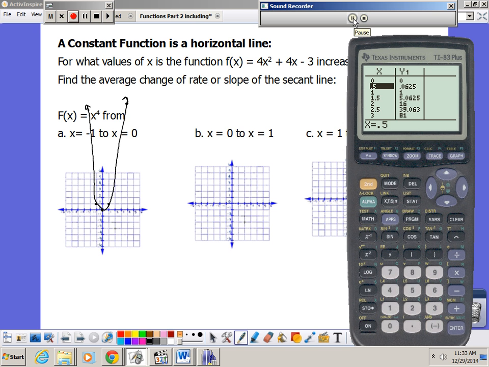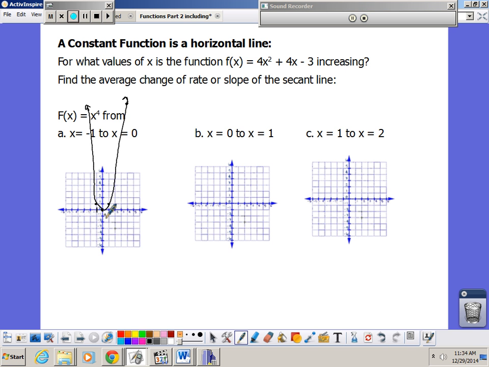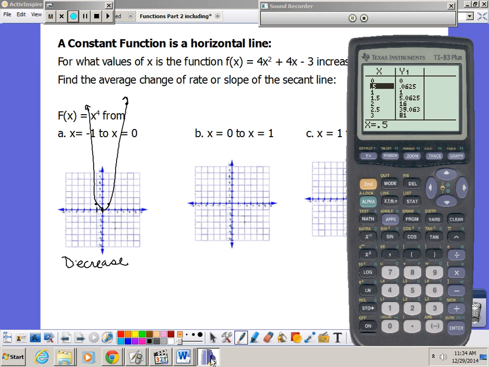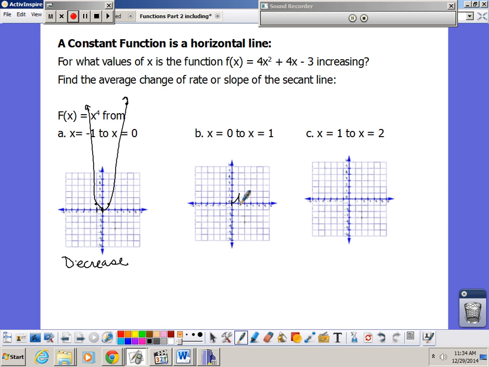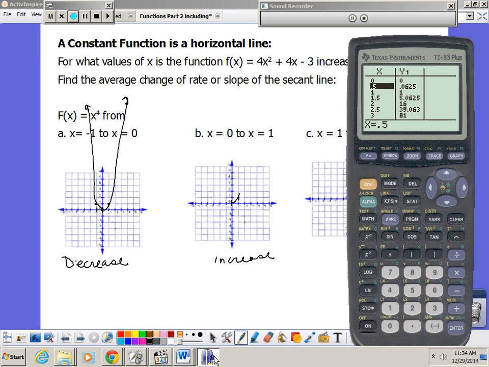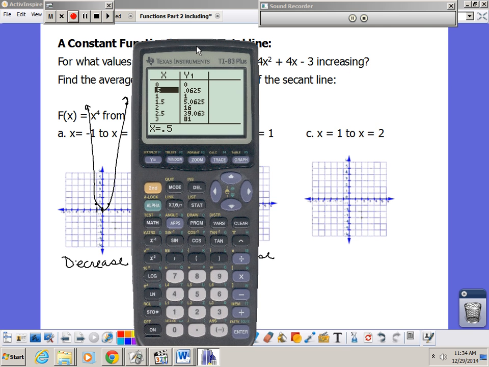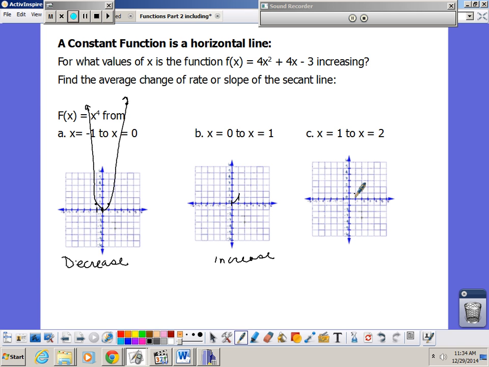So from -1 to 0, we have a decrease. From 0 to 1, we have an increase. And from 1 to 2, we have an increase.